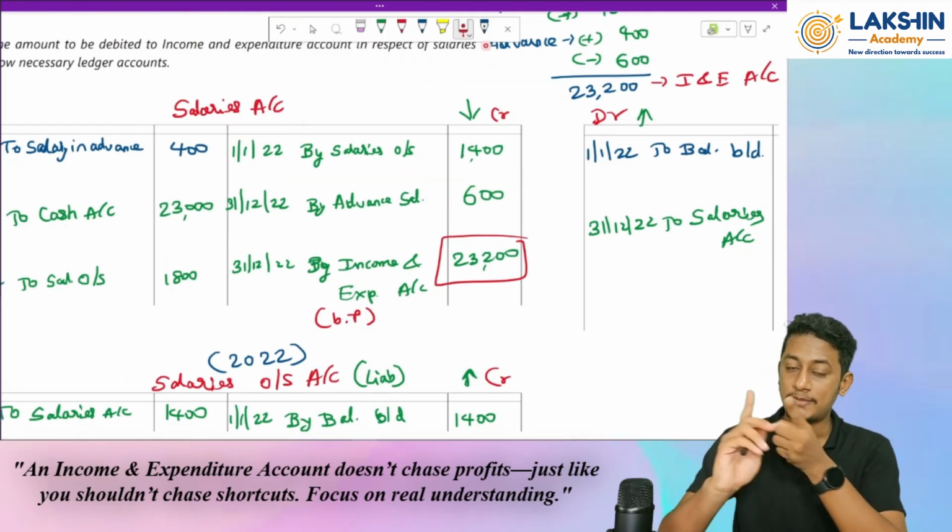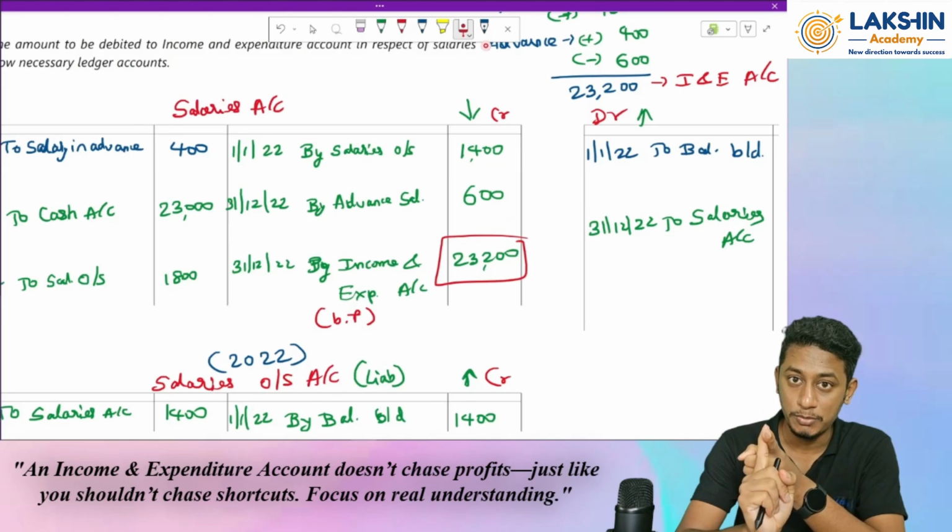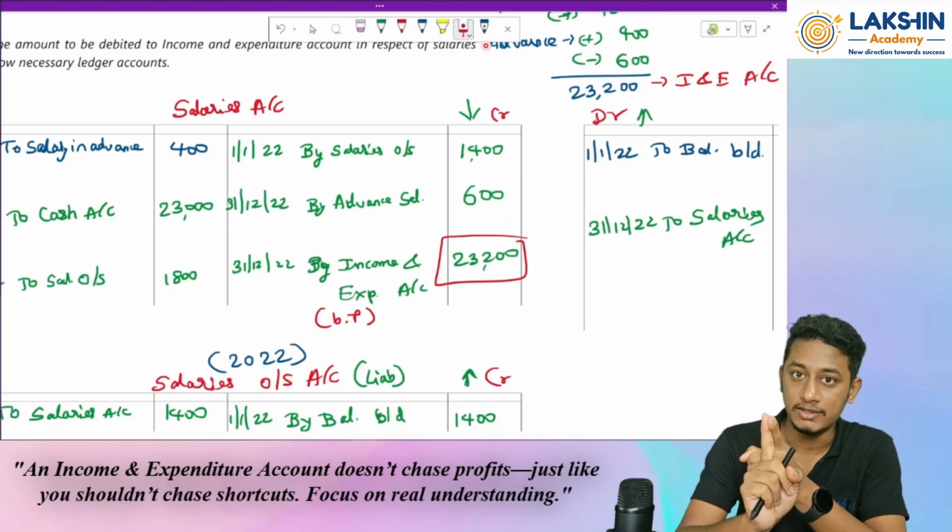Clear? So subscription account also might be asked for you to prepare. So that also you need to prepare in the same way. Clear? Yes.